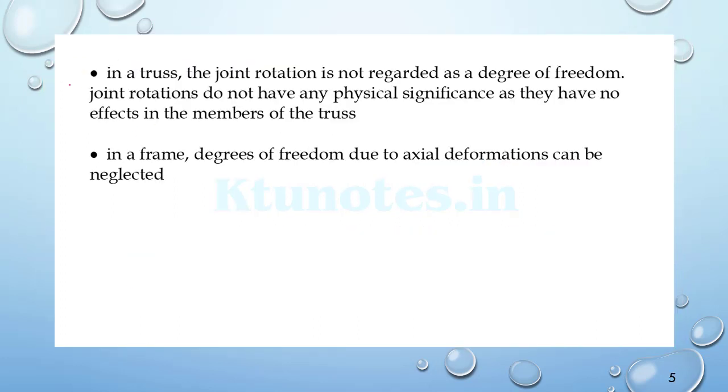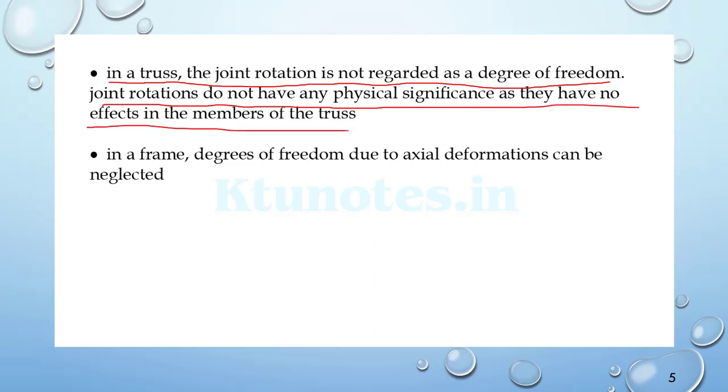Then some notes. In a truss, the joint rotation is not regarded as a degree of freedom. The joint rotations do not have any physical significance as they have no effect on the members in the truss, because we are only concentrating on the axial force in the truss, and so there is no significance for the joint rotation. In a frame, degrees of freedom due to the axial deformations can also be neglected as the values are very small and have negligible effect on the frame members.